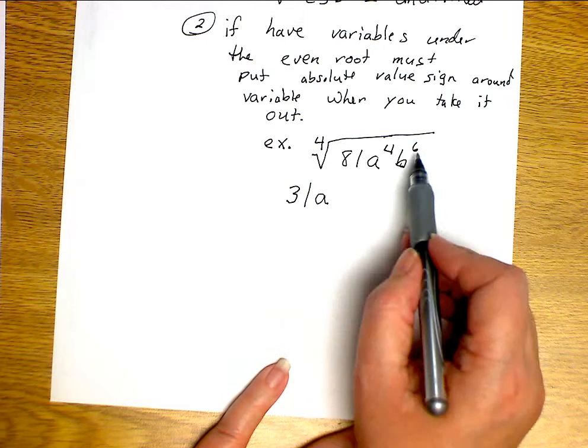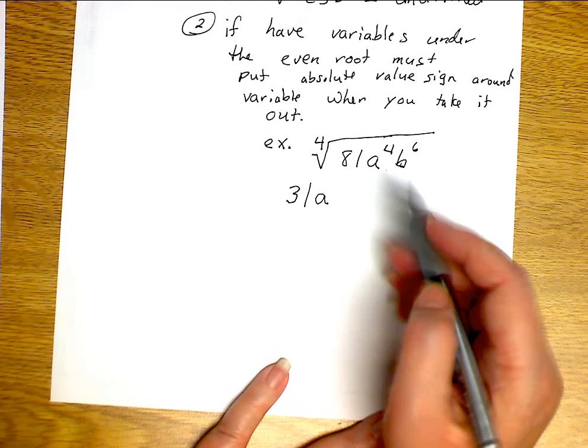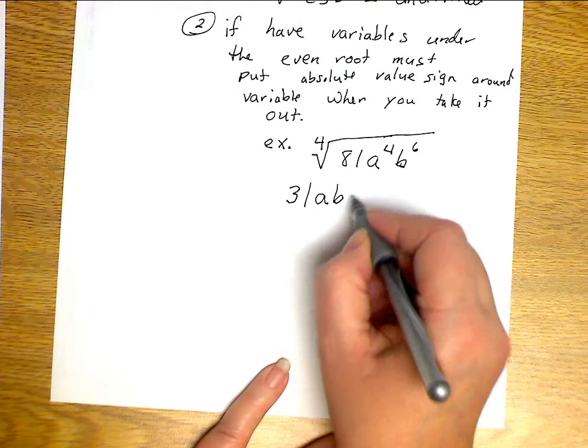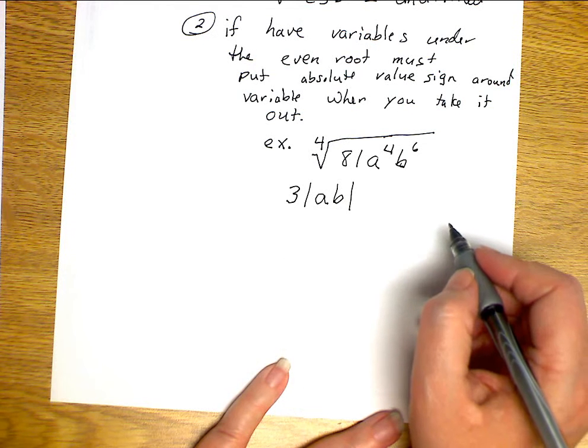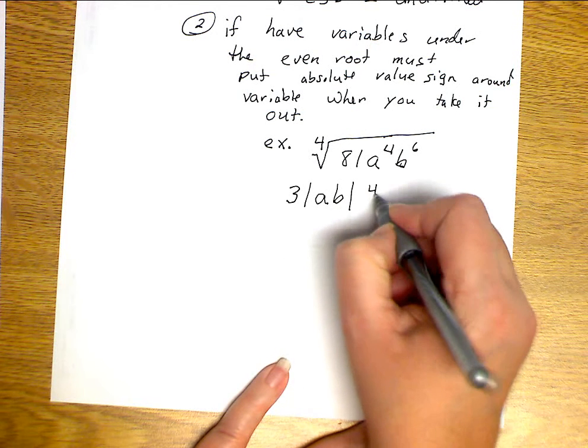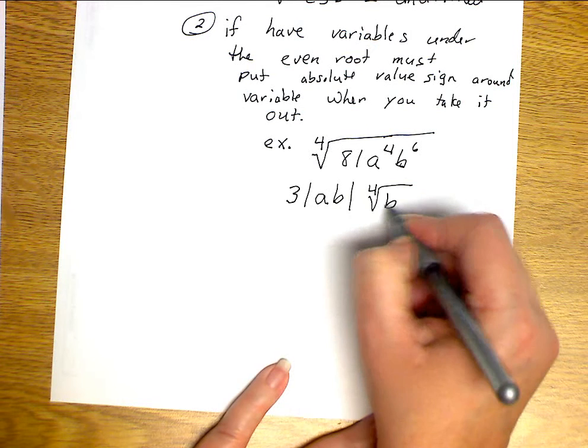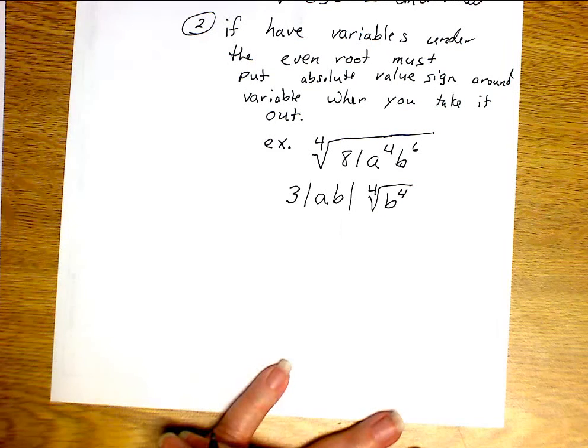So how many B's can we take out? 6 divided by 4 is 1. How many left over? 2. The thing that's left over has to stay under the root.